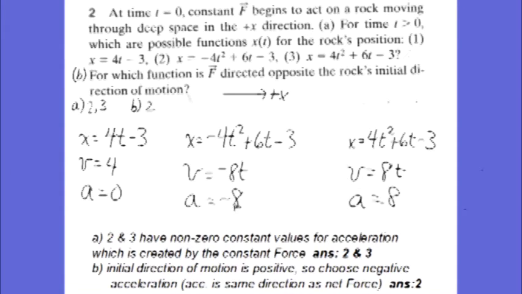So a constant force in the negative direction produces this acceleration, and a constant force in the positive direction produces this acceleration. So that answers our part B for us, for which function is F directed opposite the rock's initial direction of motion. So if it's initially going in the positive direction, choice 2, the negative acceleration is opposite the rock's initial direction of motion.